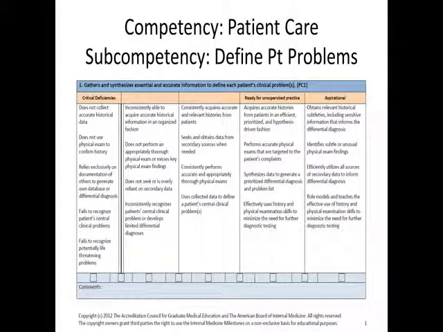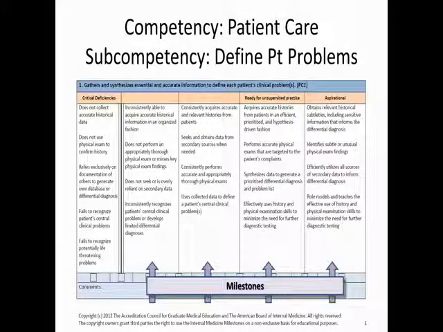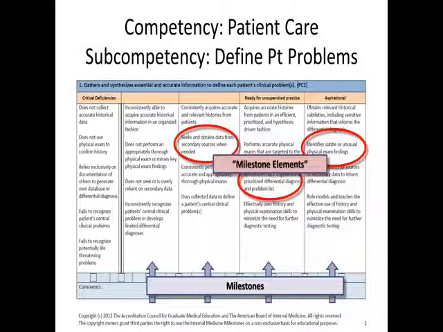We will be reporting progress along the milestones for each of these subcompetencies. For our presentations, we're calling these short descriptive phrases, which are in the milestone columns for each subcompetency, milestone elements. Here, we have circled some of these milestone elements.